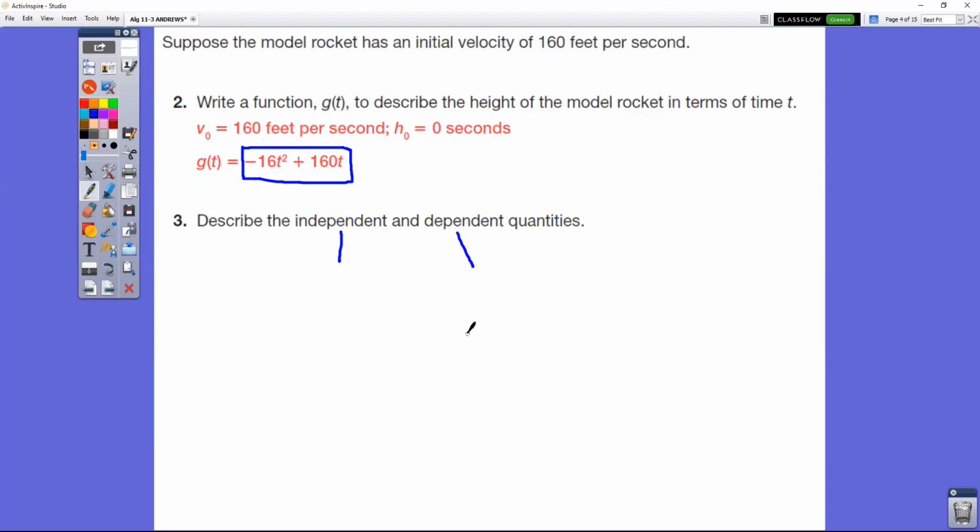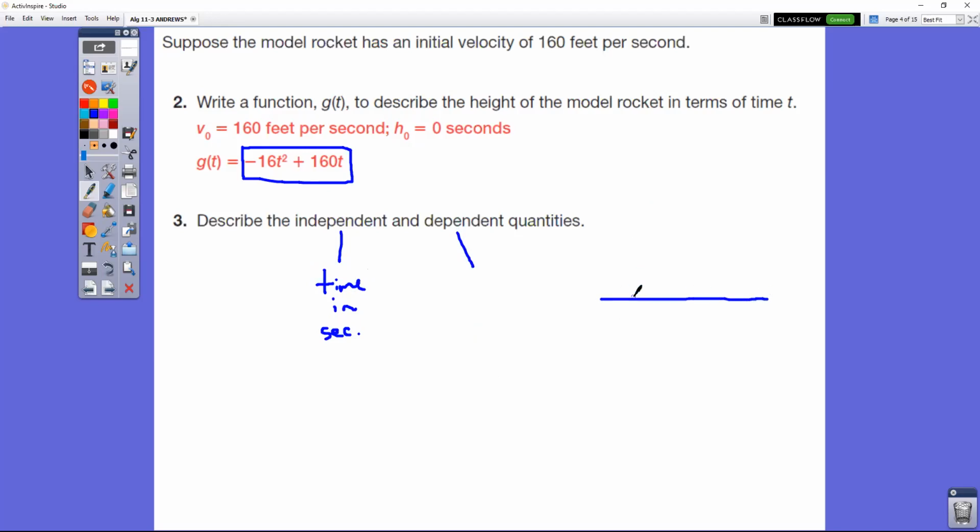Think all the way back to chapter 1. Remember, independent is always your time. So independent in this case would be time in seconds. They love these questions on your Regents exam also. Independent is always time.